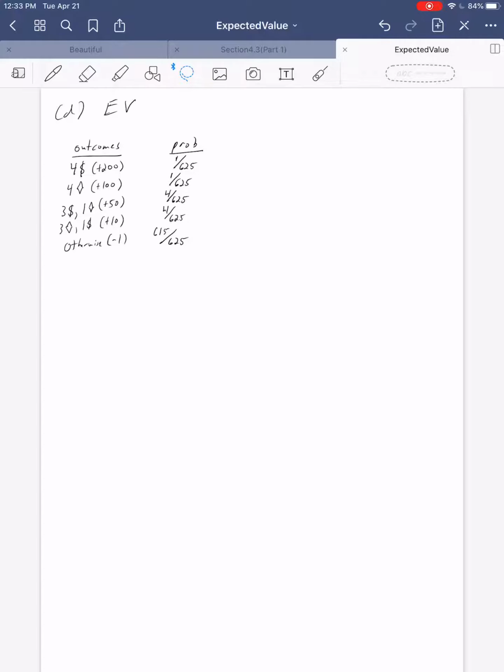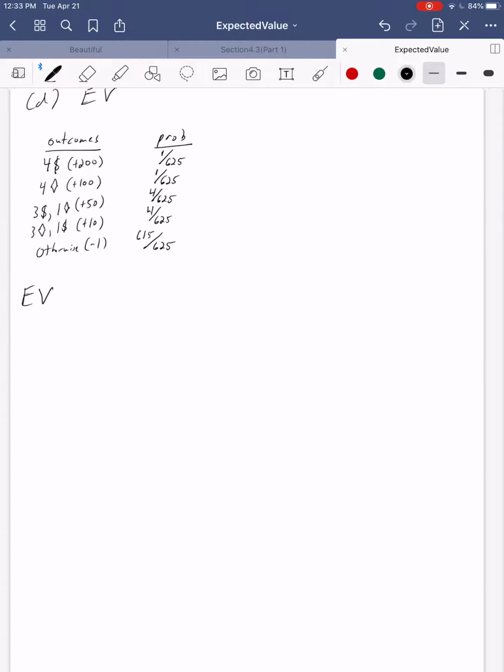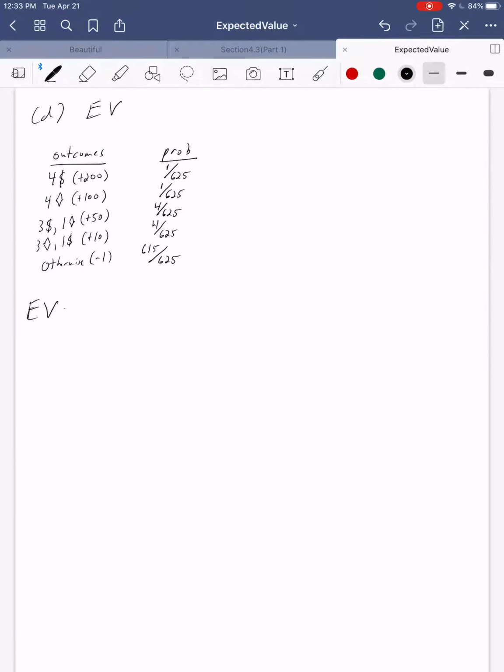So let's just take that, and we want to calculate the expected value. So how do we get that expected value? Well, the expected value here, we'll just zoom in a little bit. The expected value, remember, is we take each of these outcomes, multiply it with its probability, and add all that up. So you could get plus 200, but with only a probability of 1 out of 625, plus 100, 1 out of 625, plus 50, 4 out of 625.